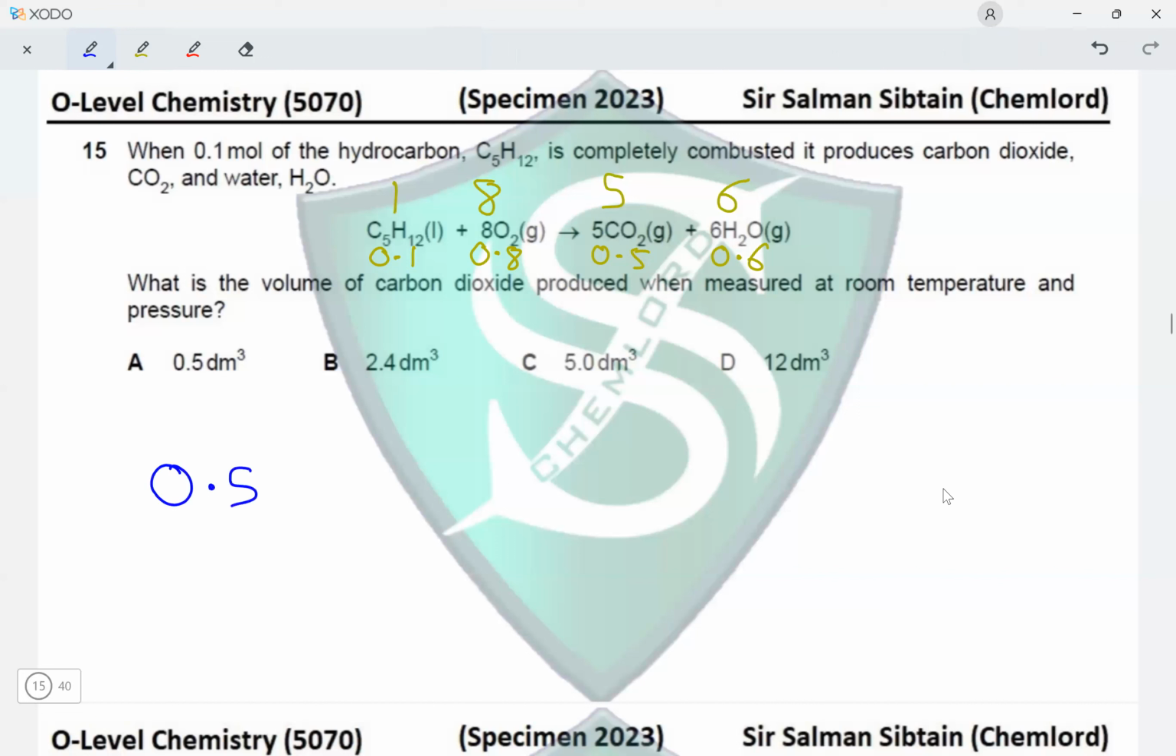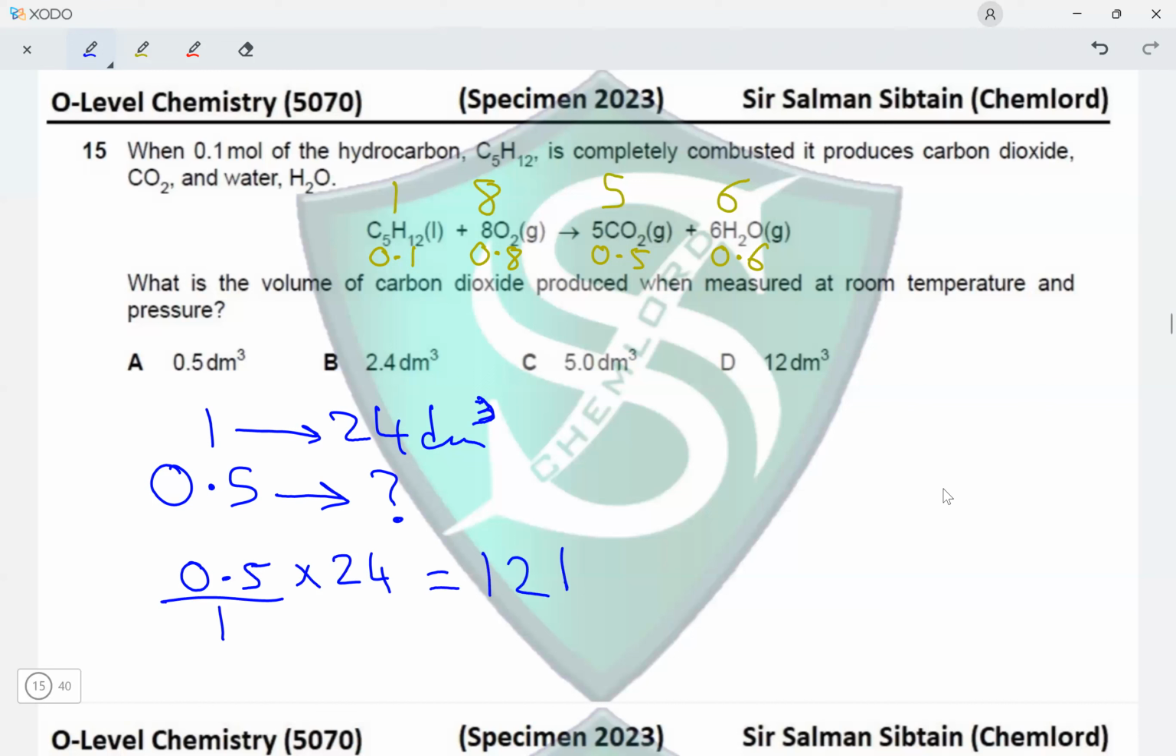And we know that 1 mole of any gas occupies a volume of 24 dm³. So if the volume of 1 mole is 24 dm³, the volume of 0.5 moles would be calculated by multiplying 0.5 by 24 and dividing it by 1. So this would give us a value of 12 dm³. So if 12 dm³ is our volume of carbon dioxide, this makes option D the correct option for this question.